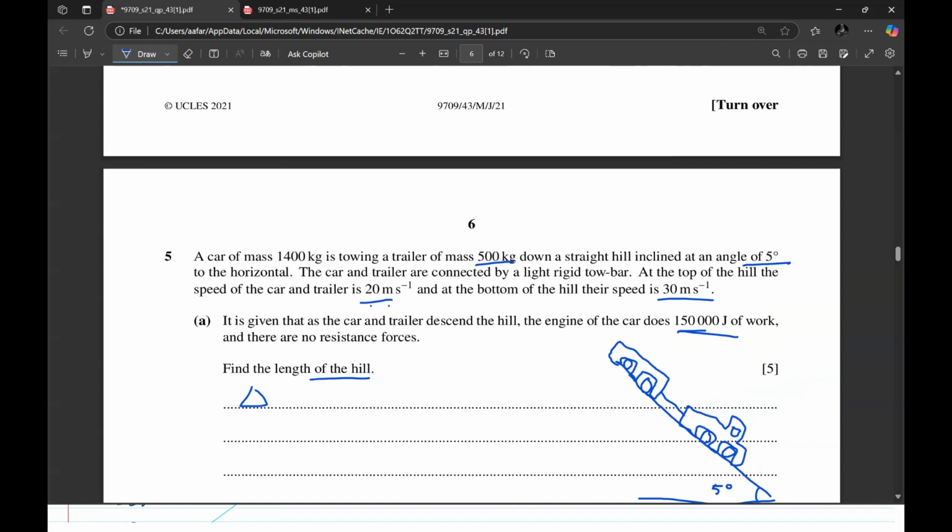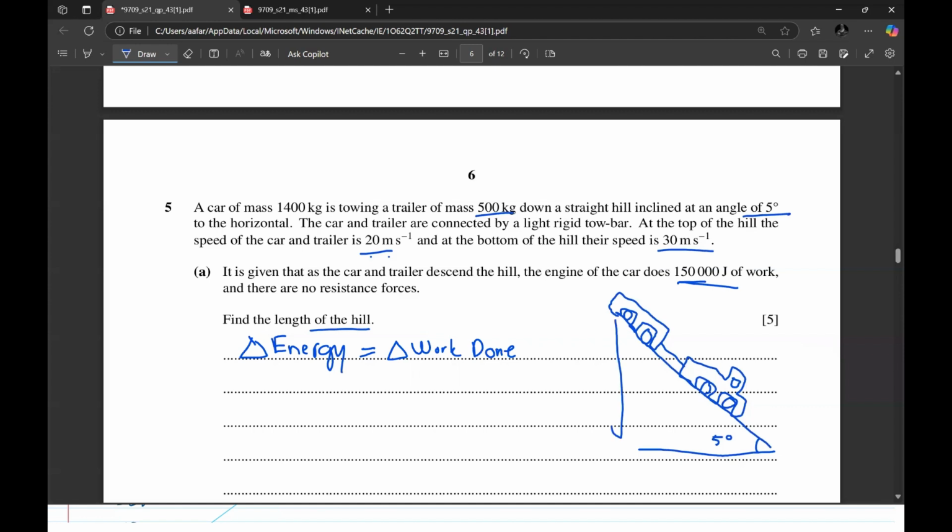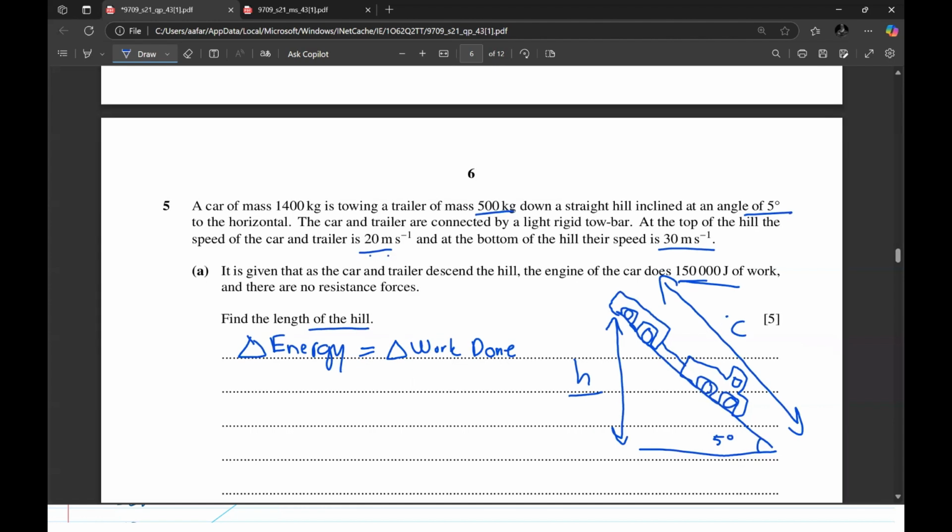So we know that the change in energy is equal to the work done, right? This is h, the vertical distance it travels downwards. So basically, this is what we need to calculate to find this distance x. We still need x, right? If we know h, we can use trigonometry. So from the energy equation, we can find h.